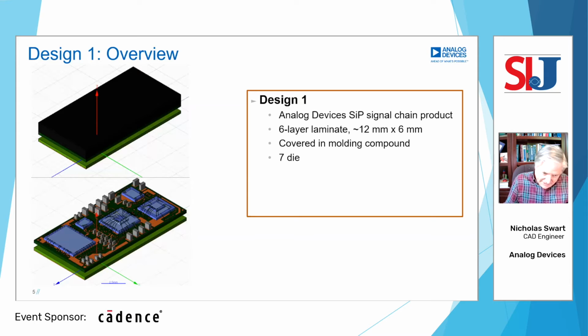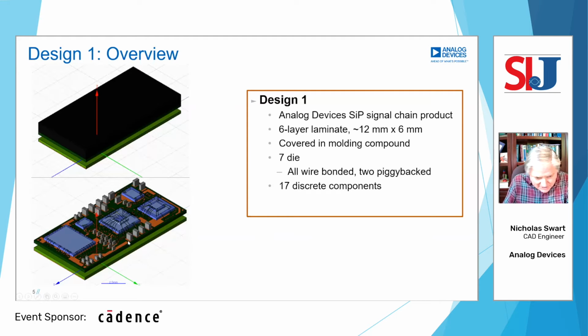There are 7 dies altogether. And the dies are all wire bonded, and 2 of them are piggybacked. These are various analog dies that are used in this signal chain product. And then there's a total of 17 discrete components. The gray boxes you see there are the solder ends of those discrete components, so every pair of those represents one discrete component. And then a total of 84 package balls on this BGA.